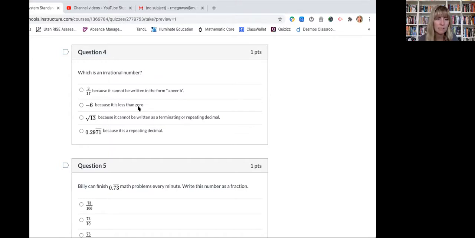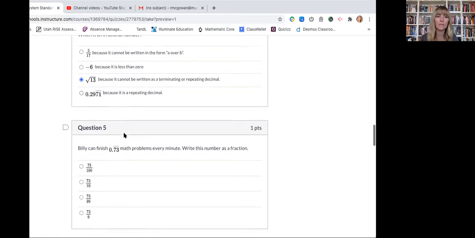-6 because it's less than 0. That's not the definition of irrational. That's just an integer, which is part of rational numbers. Square root of 13 because it cannot be written as a terminating or repeating decimal. There we go. Irrational is non-terminating, non-repeating. And this one, because it's repeating, no, repeating decimals are rational. So that one doesn't make sense for that either.